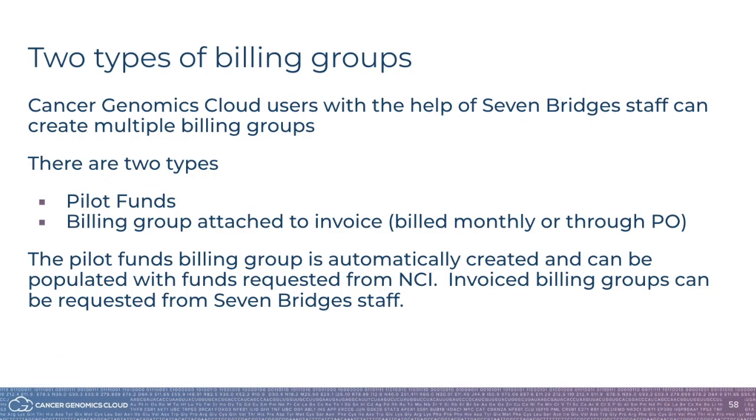CGC users, with the help of 7Bridges staff, can create multiple billing groups that will help you track your credits appropriately. There are two types of billing groups: pilot funds and billing groups attached to an invoice. A single pilot fund billing group is created for all users automatically upon 7Bridges account creation. This is the billing group which will be populated by pilot funds requested from the NCI.